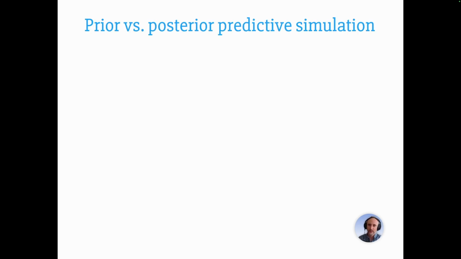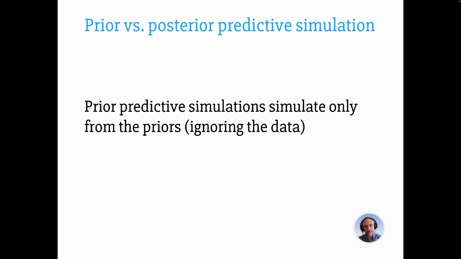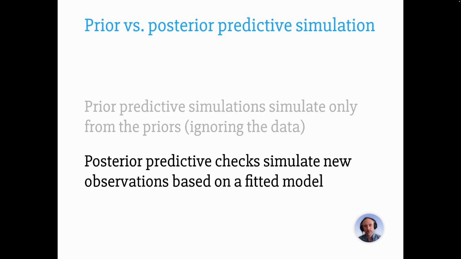So there are both prior and posterior predictive simulation checks. Prior predictive simulations simulate only from the priors and ignore the data, and posterior predictive checks simulate new observations based on the model fitted to the data.